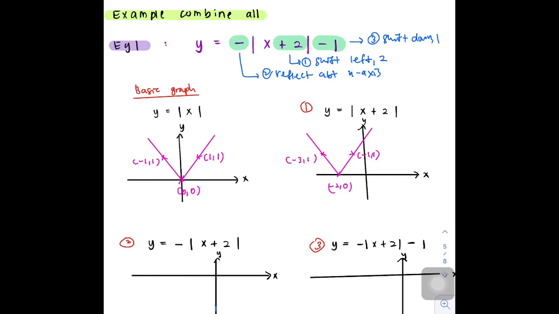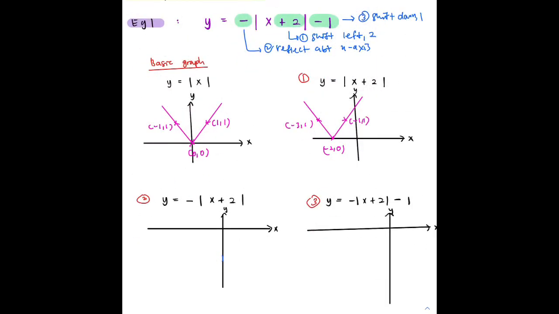We are finished doing the first transformation here. So the graph here is y equals modulus of x plus 2. So only one transformation has been done here.